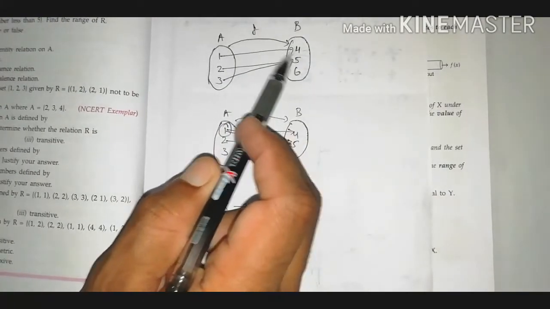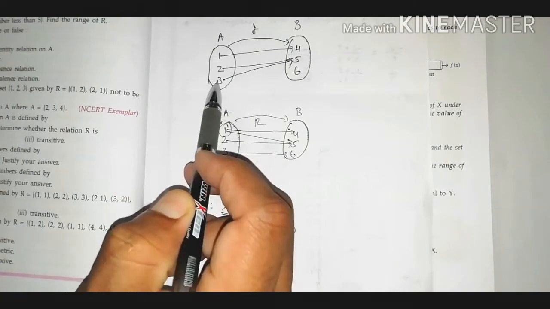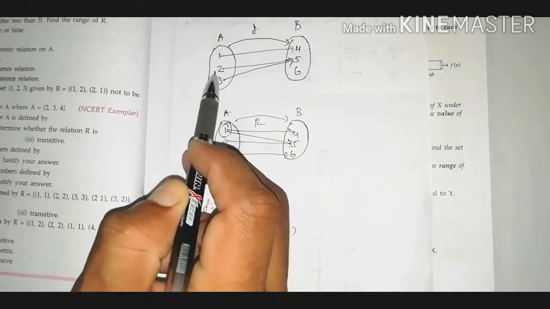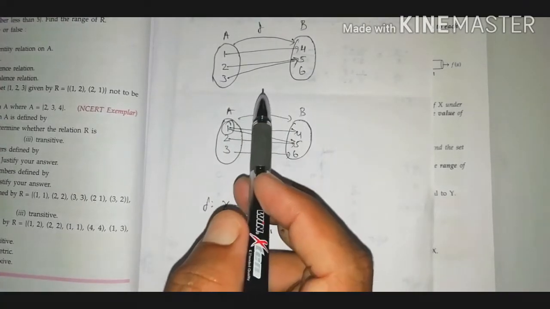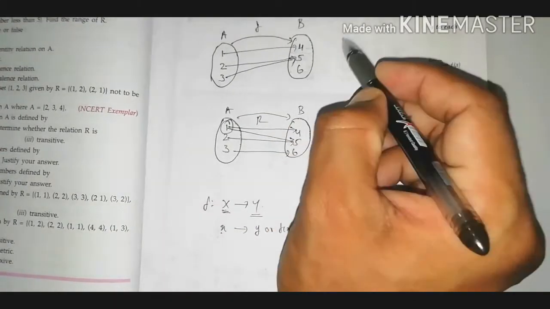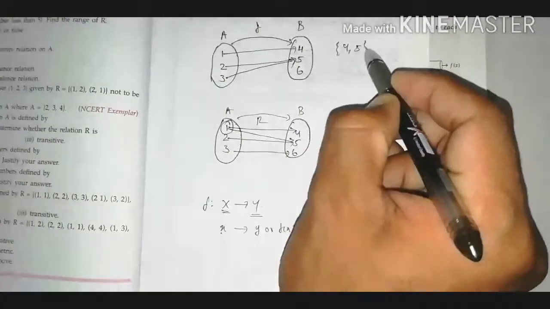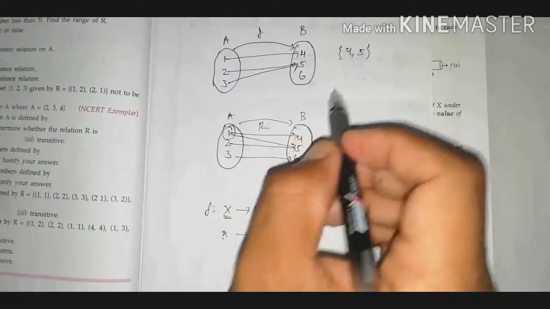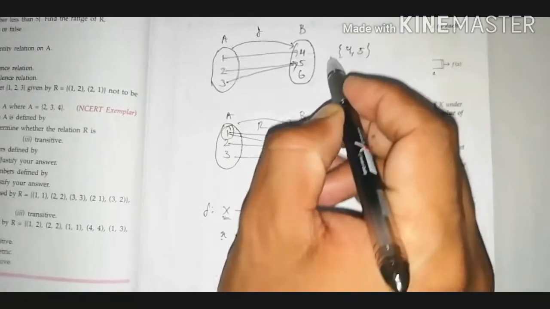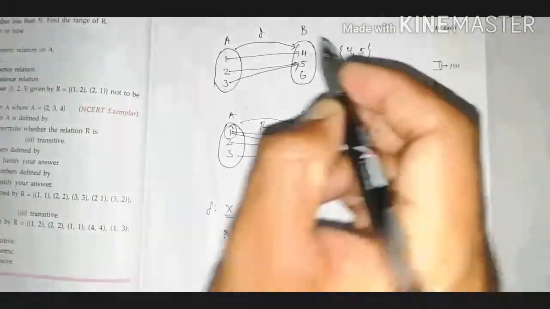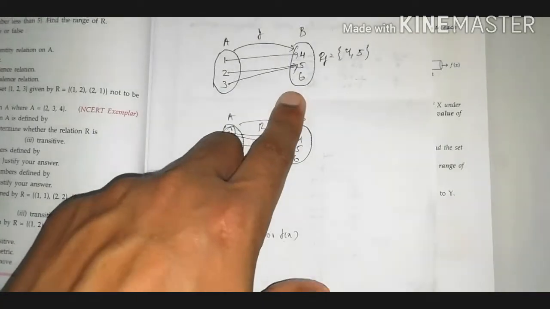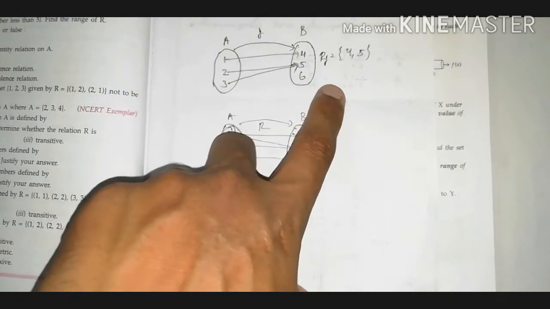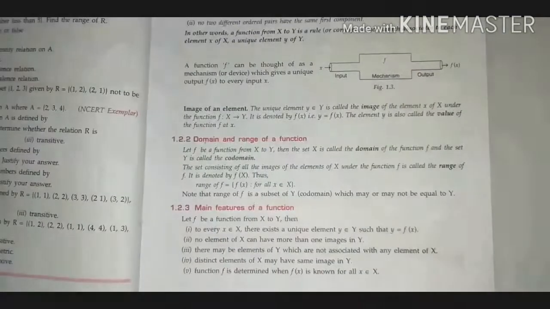Only 4 and 5 have pre-images in A. When we consider these 3 elements 1 2 3, and the collection of images of this 1 2 3, we will get the set 4 and 5. So here we can say the range of this function, that is R of f, is equal to {4, 5}. Codomain and range are different. Codomain means the set B itself, but range is the collection of all images.